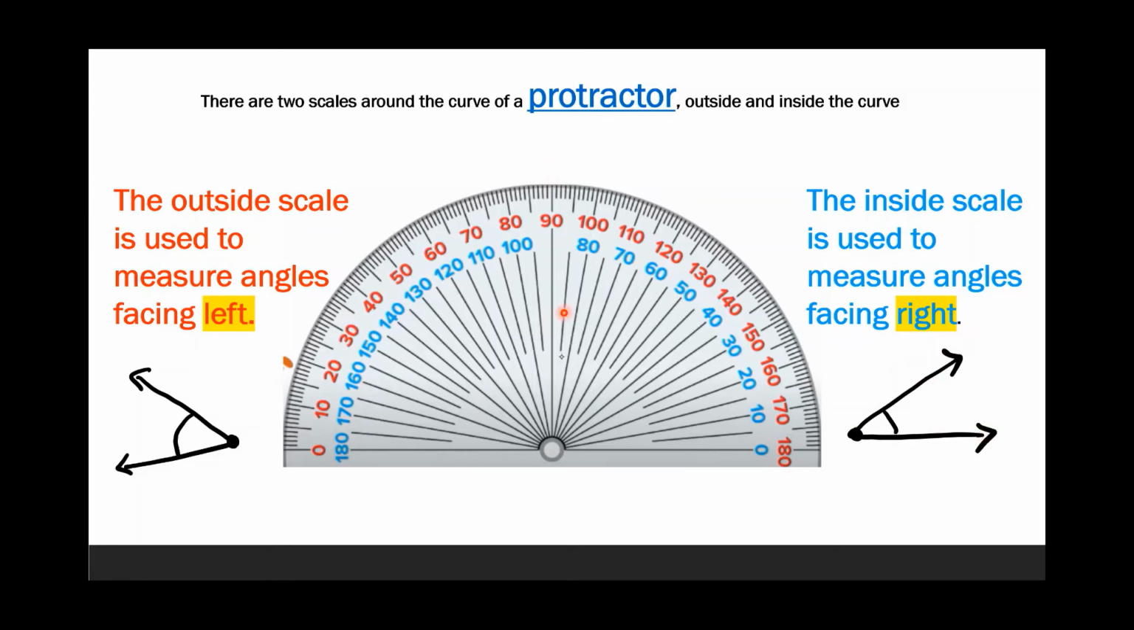We know that 90 degrees is a right angle. The angles which are less than 90 degrees are all acute angles. And we also know the angles which are greater than 90 degrees but less than 180 degrees are obtuse angles. And 180 degrees is a straight angle.